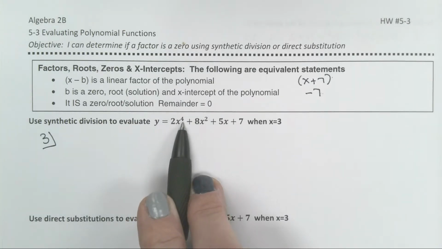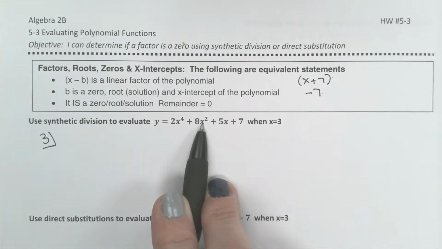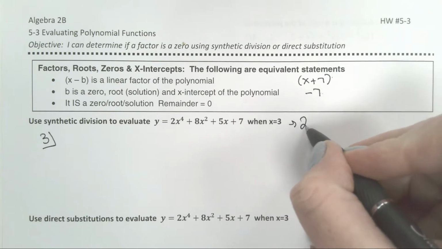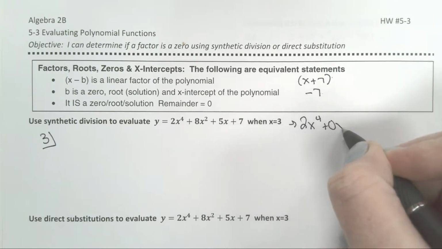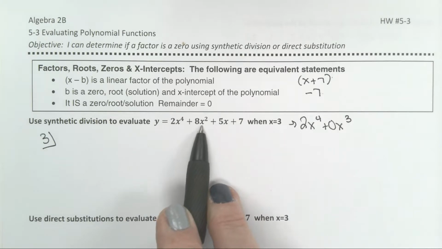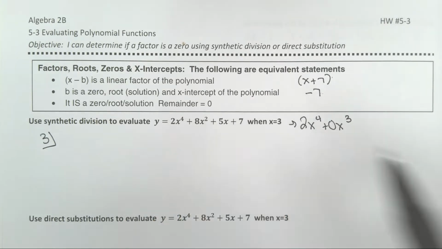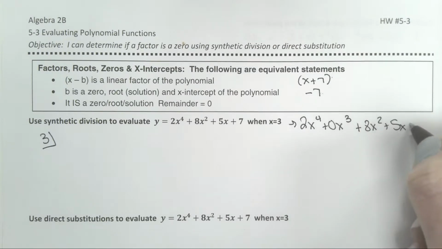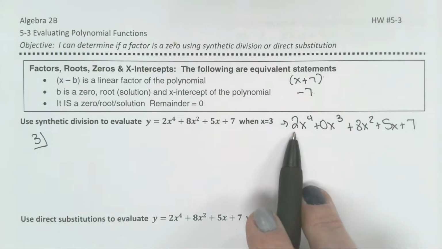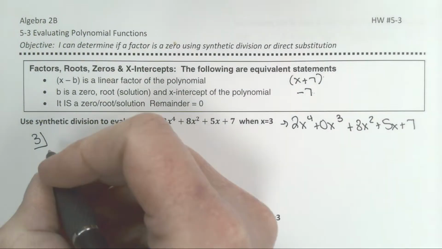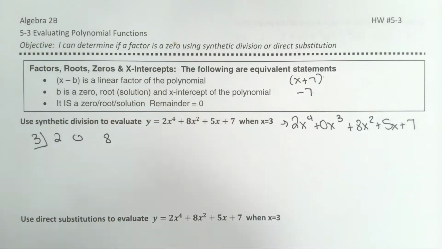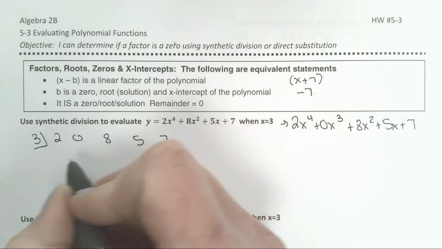So I have an exponent of 4. Oh, the x to the third is missing. So I have 2x to the 4th plus 0x to the 3rd, x to the 2nd, the 1st, and a number. Okay, so everything else was there. So when you do synthetic division, remember that you are using the coefficients only. So my coefficients are 2, 0, 8, 5, and 7.